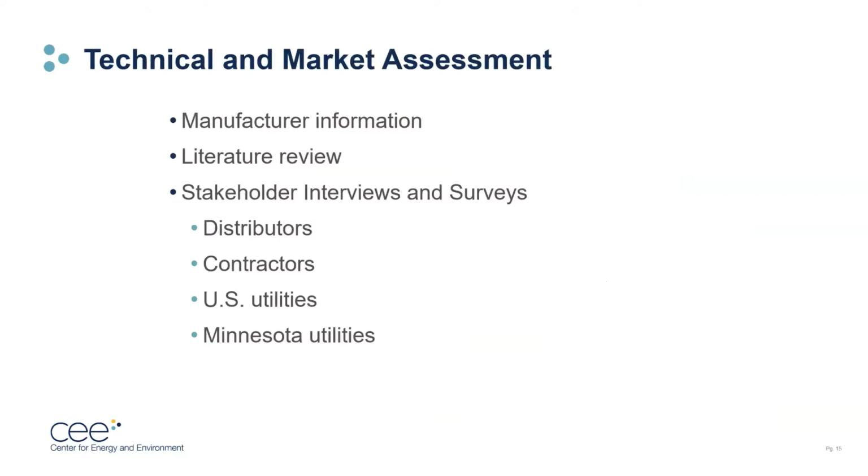So we started the project with a technical and market assessment that included a review of product information from 8 major manufacturers and a thorough literature review. Our market assessment included interviews with equipment distributors and contractors. We also obtained information on U.S. utility efficiency programs for multi-zone systems and contacted Minnesota utilities to determine their level of interest in the systems and the potential for reducing energy use.